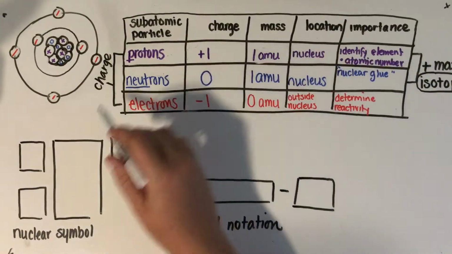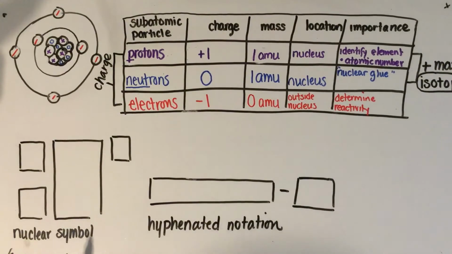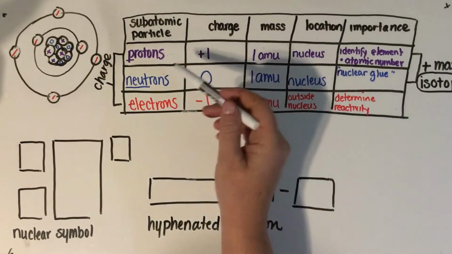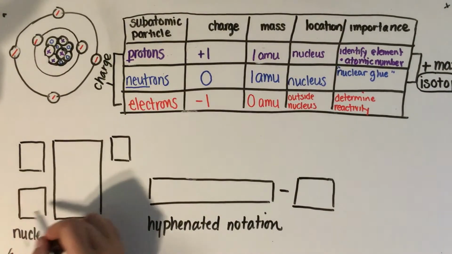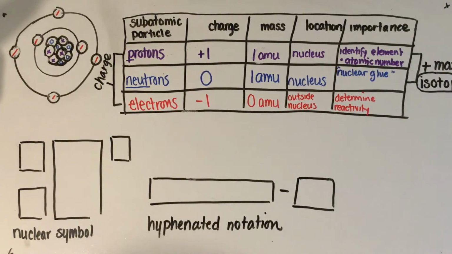Now, we use these understandings when we write our nuclear symbols and our hyphenated notations. And conversely, we can look at our nuclear symbol or hyphenated notation that's given to us and determine the number of protons, neutrons, and electrons from that information. So just a quick review, or maybe a preview. The nuclear symbol is going to contain a maximum of 4 different parts.